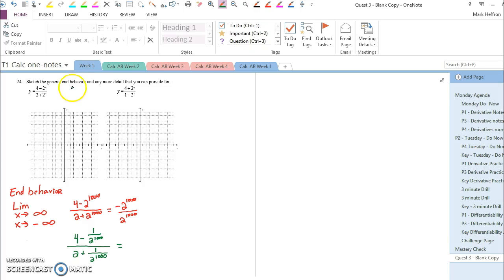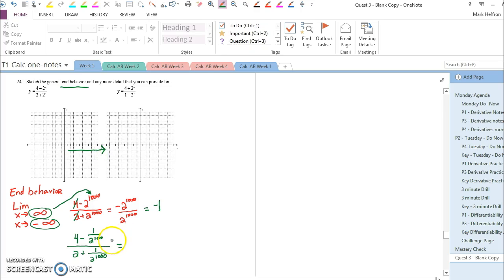So we've been asked to find the end behavior. Recall that end behavior was when x approaches infinity and negative infinity. So I'll start with infinity. I'm just using 1,000 instead of infinity. And you can see that the 4 and the 2 make no difference. We're really looking at just -1. So as we go to the right, this is approaching a horizontal asymptote of -1.